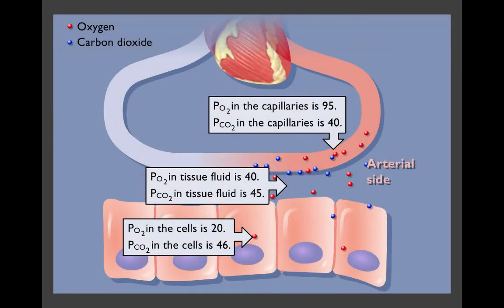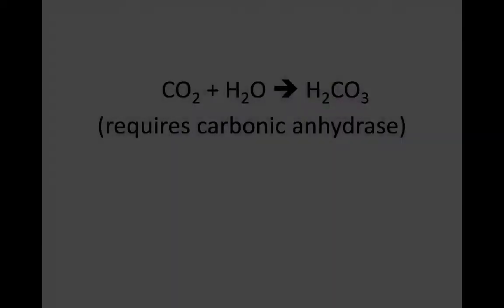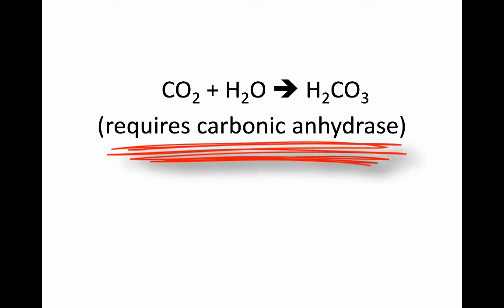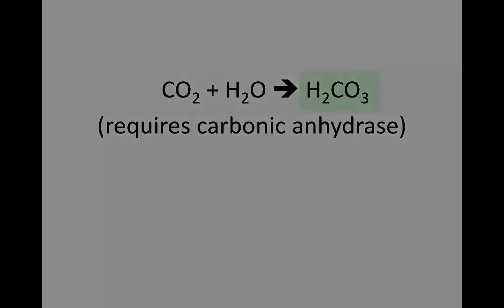This creation of CO2 will increase its partial pressure in tissue relative to the partial pressure of CO2 in blood. This will drive CO2 to enter the blood. In the blood plasma, CO2 will bind to water with the help of a special enzyme called carbonic anhydrase. This will create carbonic acid.